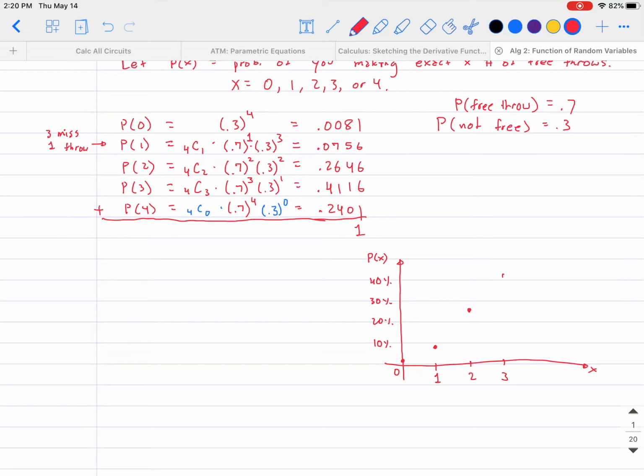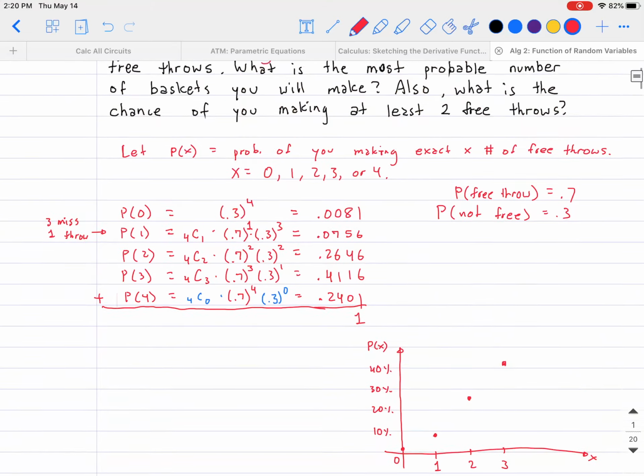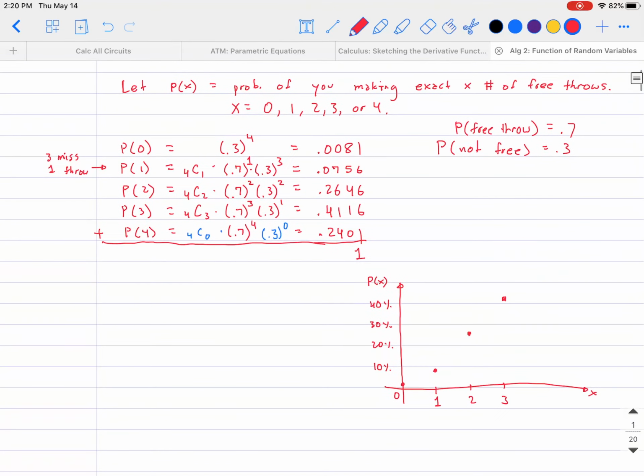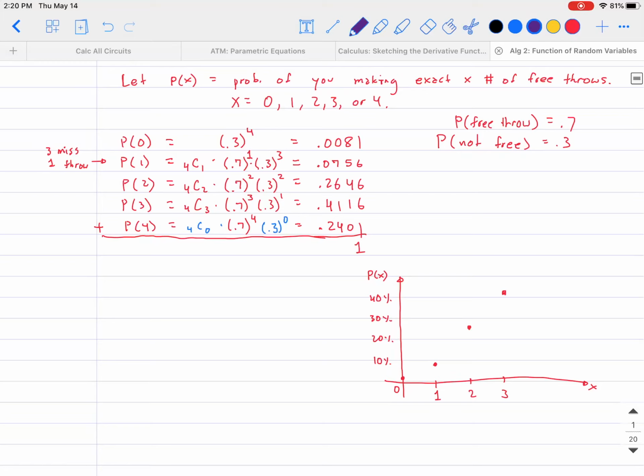And I think that's going to be our answer for one of the questions because I want to find out what is the most probable number of free throws that you're going to make. So let me go ahead and isolate that as an answer. This guy right here is going to be the most probable. Okay, so that we have one answer. Most likely to occur.